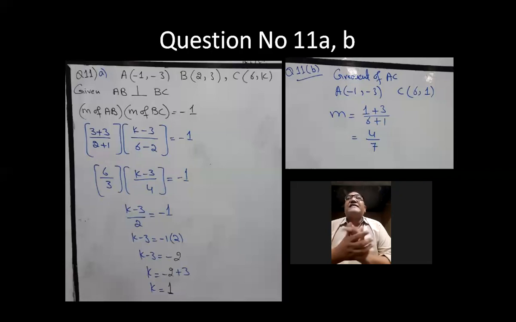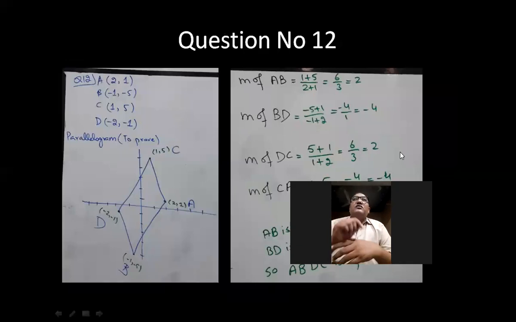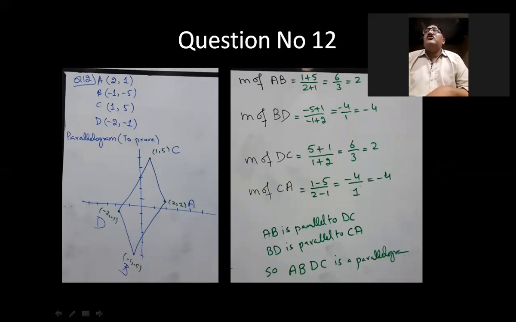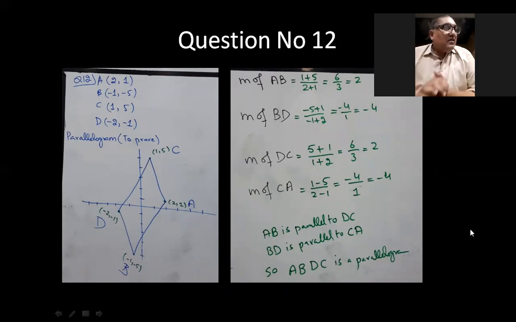We are doing exercise 6D from the book D3. Okay, so here we go. So the question number 12 is showing up on your screen. Let me read the question from the book. The question says, determine whether the 4 points 2, 1, -1, -5, 1, 5, -2, -1 are the vertices of a parallelogram, showing your working clearly.